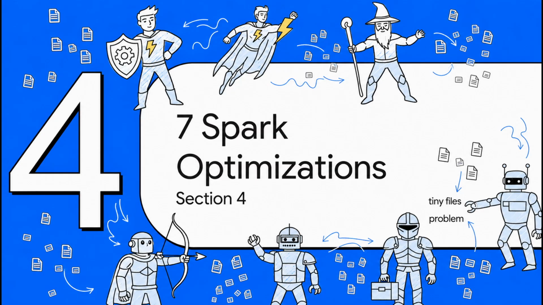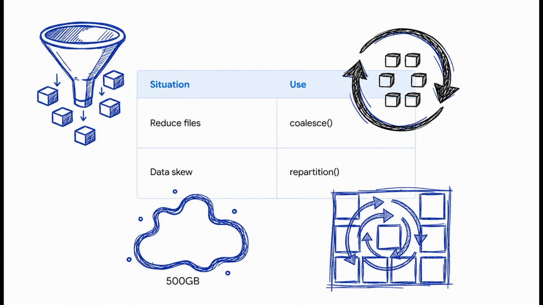All right, time for the good stuff. Section 4, 7 Spark optimization solutions. So there isn't just one universal fix here, but we do have 7 practical heroes to help you take back control of your cluster. Now, what's really interesting about this is the critical difference between Coalesce and Repartition. This is solution 1 and 2. And honestly, it's a huge favorite for interviewers.